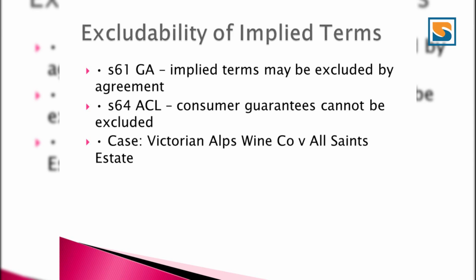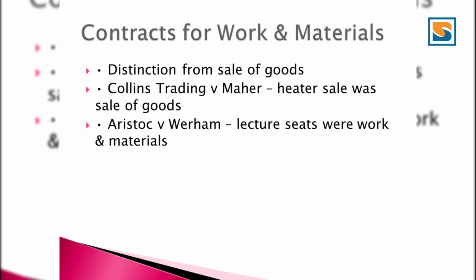The Goods Act allows implied terms to be excluded by agreement under Section 61, but the ACL prevents exclusion of consumer guarantees under Section 64. In Victorian Alps Wine Co. versus All Saints Estate, an exclusion clause was effective to remove liability for implied terms except title.